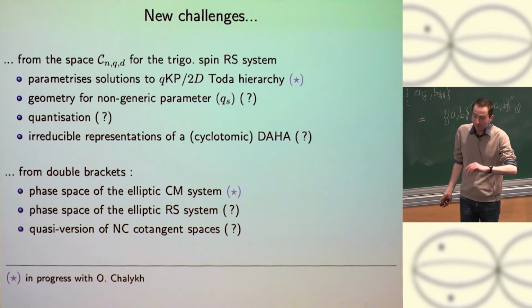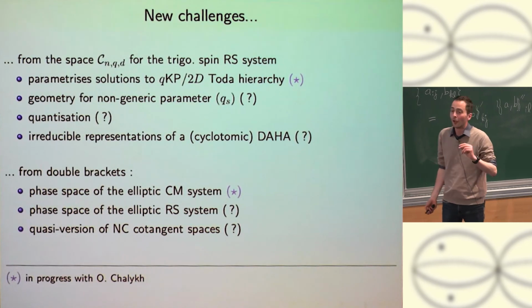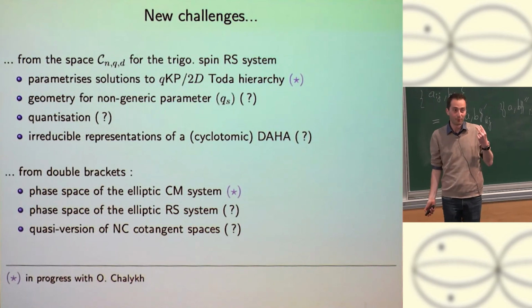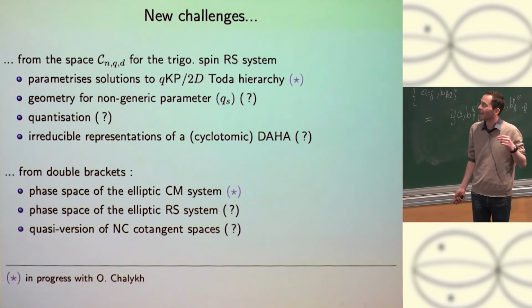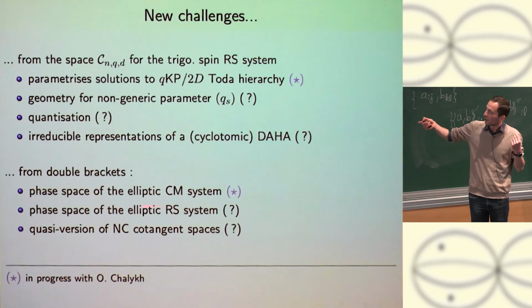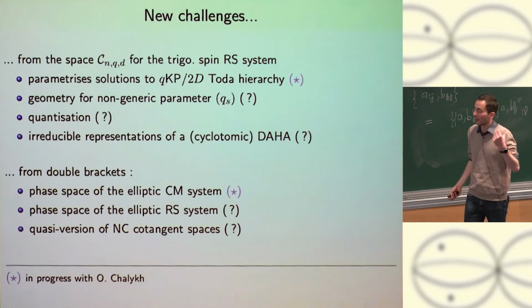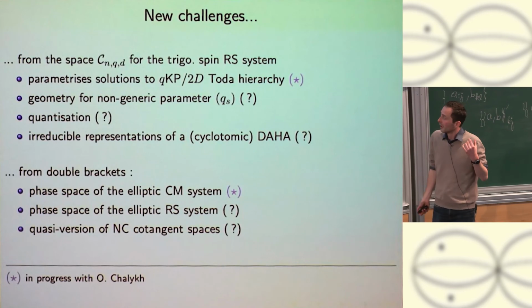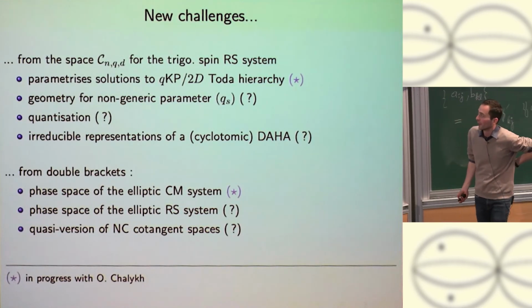Okay, and so now, more from the perspective of these double brackets, which are a tool that I really like because it's easy to compute things with them, I would like to get other integrable systems from that. The first thing that we are finishing with Chalykh is to get the phase space of this elliptic Calogero-Moser system, which is just a generalization of the Calogero-Moser system from the first part, using a double bracket. And so let's say that it's almost done.